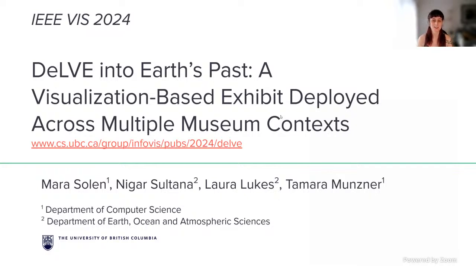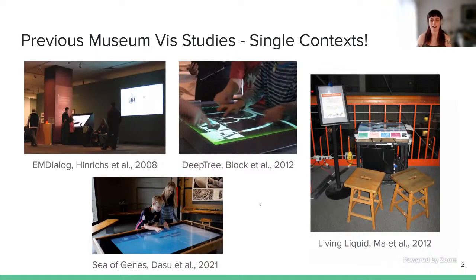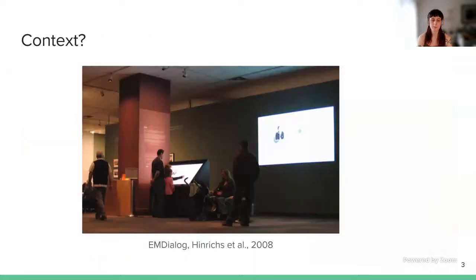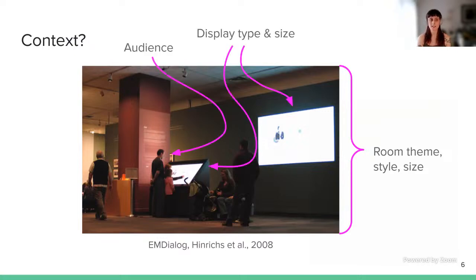So yes, I'm Mara Solen, and on behalf of my colleagues at UBC, I will be telling you a bit about a visualization-based museum exhibit. So previous work in this area has provided some really great insights, although all of them have been really focused on single contexts. And by context, I mean many aspects. I mean the room's theme, style, and size, the display type and size, the audience in the room, the other exhibits, and the intended use as communicated by signage or by museum staff.